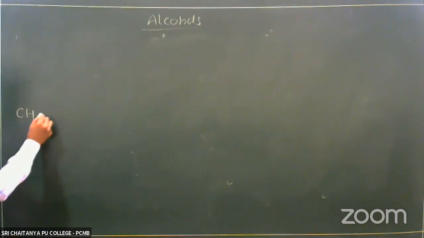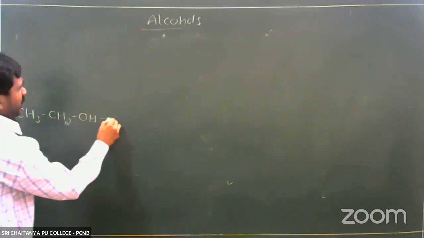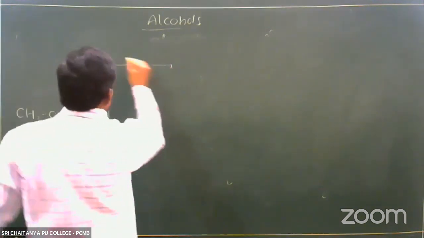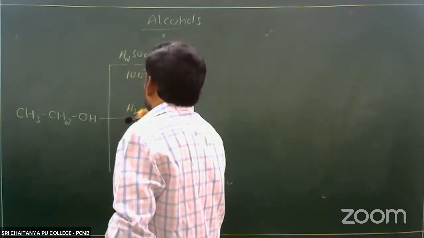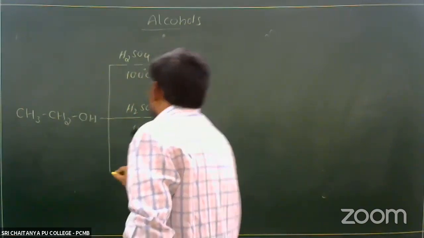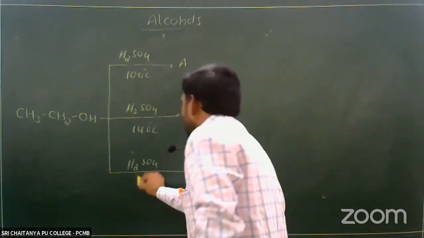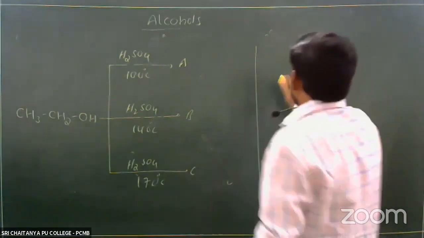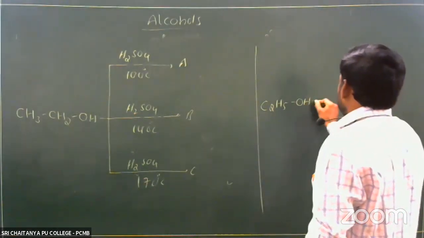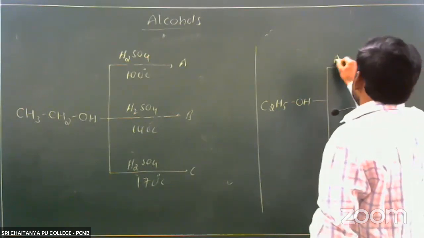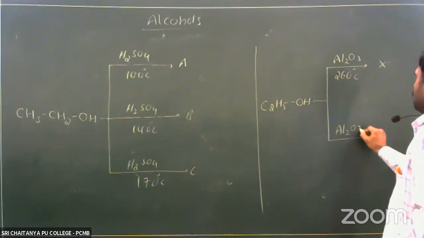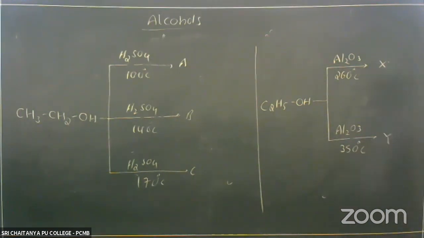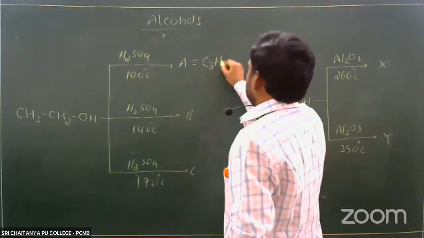Ethyl alcohol, CH3CH2OH, is treated with concentrated sulfuric acid, H2SO4, at 100 degrees centigrade; it gives A. With sulfuric acid at 140 degrees centigrade, it gives B. With sulfuric acid at 170 degrees centigrade, it forms C. Next, the same ethyl alcohol, C2H5OH, is treated with alumina, Al2O3, at 260 degrees centigrade; it forms X. Heating with alumina at about 350 degrees centigrade, it forms Y. So what are A, B, C, X and Y? Ethyl hydrogen sulfate, C2H5HSO4.